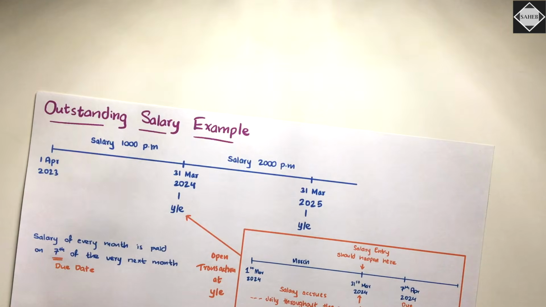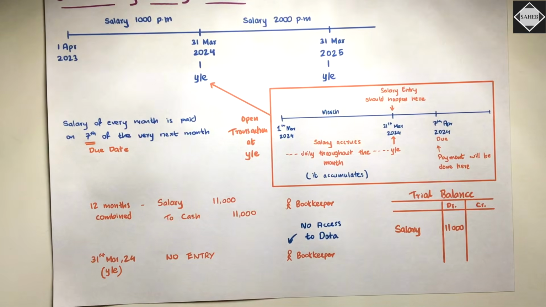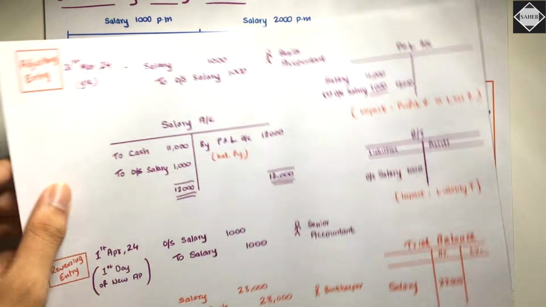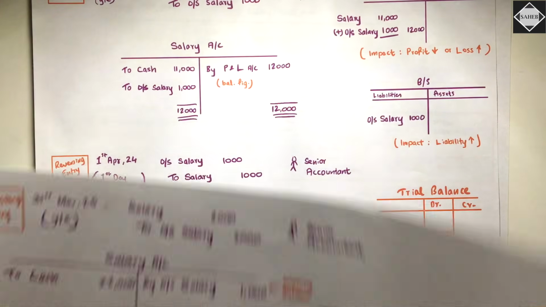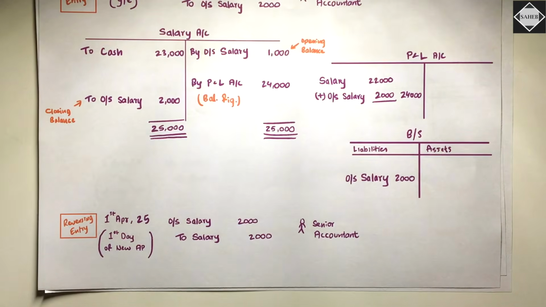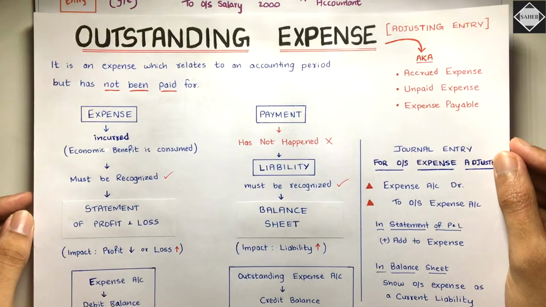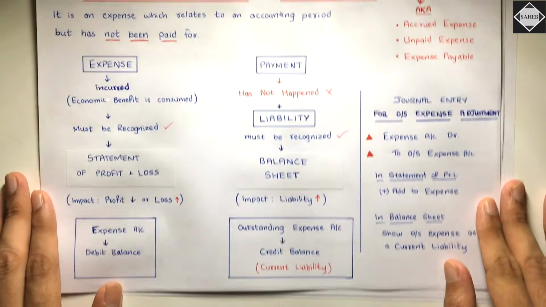Okay, I will upload the PDFs in the Telegram group and you will be easily able to access that. Fine, and read properly how it all is happening. Fine. Okay, so I hope you have understood the concept of outstanding expense and that practical example of how it all works. All right, so that's all for this video.